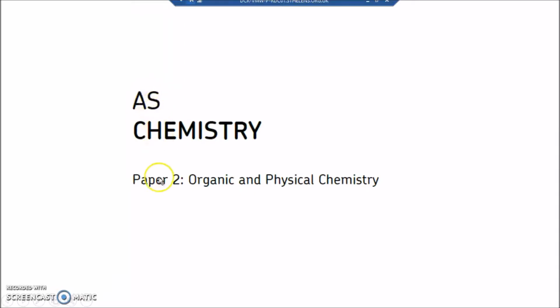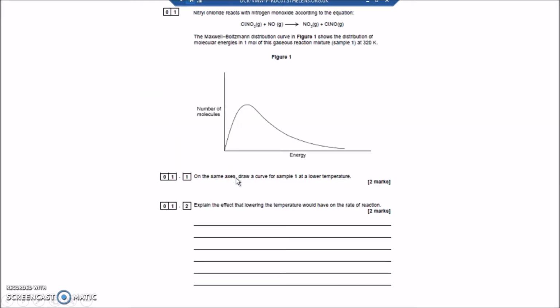We're now going to look at AS Chemistry Paper 2. This is Specimen Set 2. So we have a curve here, and we're asked to draw on the same axis a curve for sample 1 at a lower temperature. The area underneath the curve has stayed the same because the sample hasn't changed, the number of particles are the same. It's going to go through 0, 0 because no particles have 0 energy.